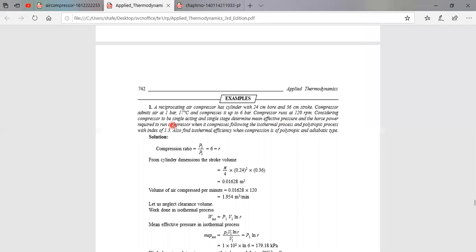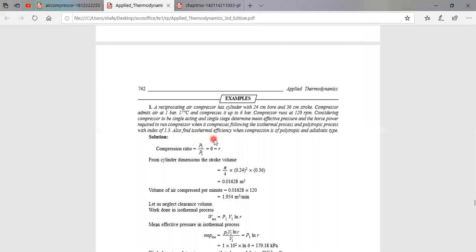Now consider the compressor to be single acting, single stage. Determine the mean effective pressure. That's the first parameter I have to find out. The second one is how much power is required to run the compressor. So I have to give the power now. That is how much is required to run the compressor, when it follows an isothermal process and a polytropic process with an index of 1.3.